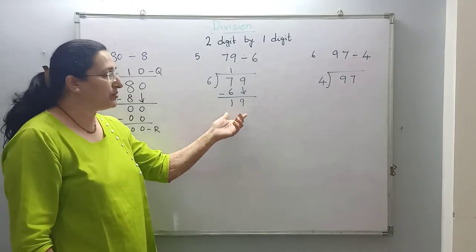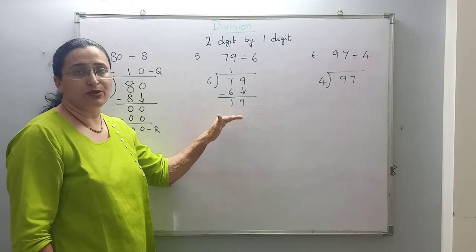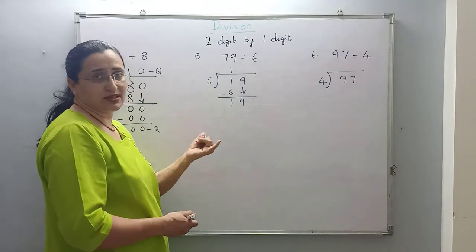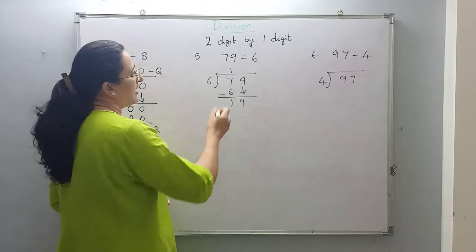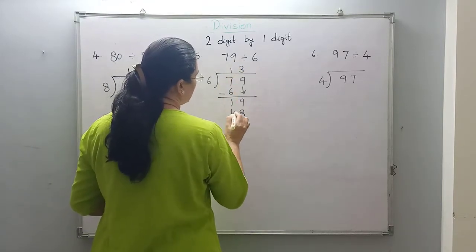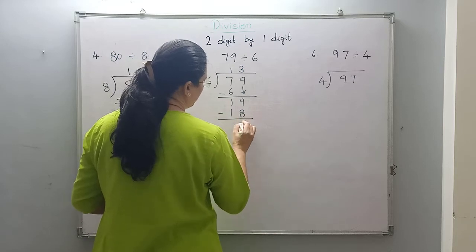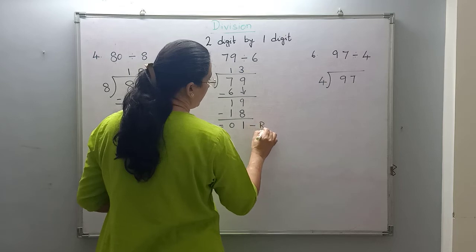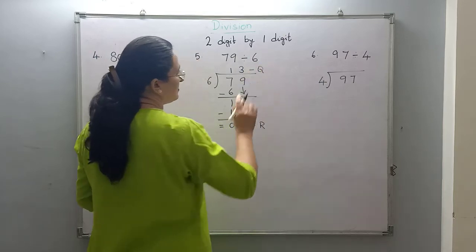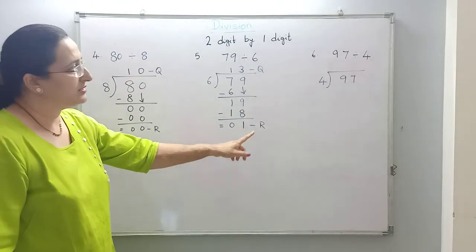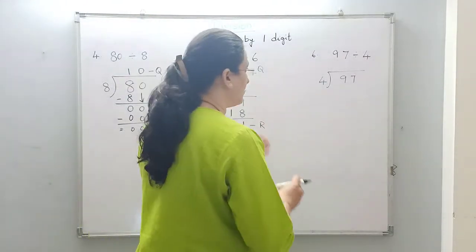We have to find out a number which is closer to 19 but smaller than 19. So it's 6 1s are 6, 6 2s are 12 and 6 3s are 18. So we are going to go for 6 3s are 18. And now we have got a remainder here. So the quotient is 13 and the remainder is 1. Let us see another example like this.